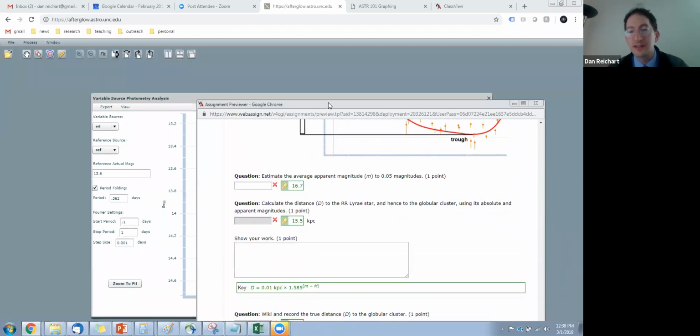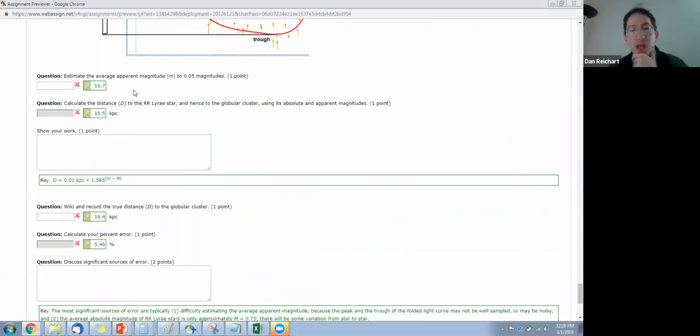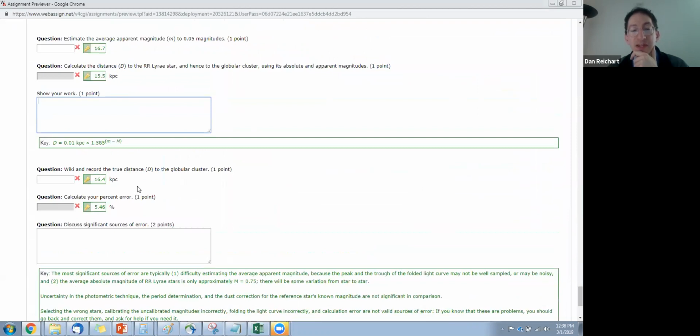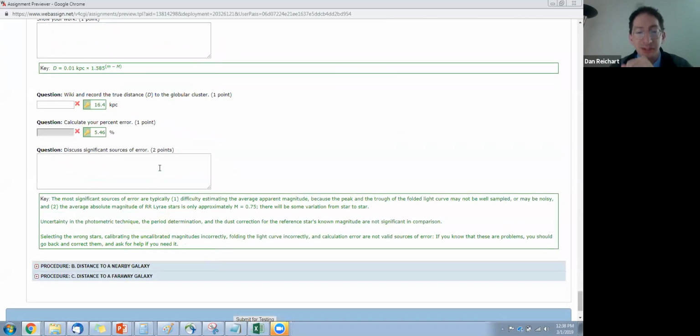Oh yeah, that's right. The default answers are for the other globular until you press the button. They don't see the stuff in the green box. Once they submit it, those numbers will update. Anyway, they put in the average magnitude here. They calculate the distance here and show their work using the distance modulus equation here. Then they look up the true distance, and it's set up to come out in kiloparsecs. So they look it up in kiloparsecs, which is easy to find. We tell them to use Wikipedia. Calculate percent error. Discuss sources of error. And the sources are difficulty estimating the peak and the trough because it's a little noisy.